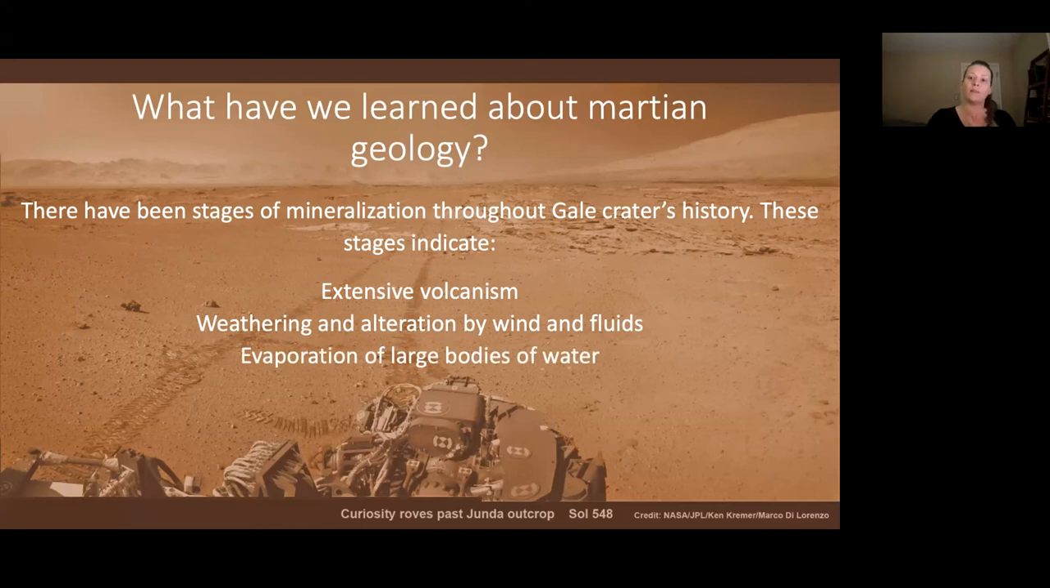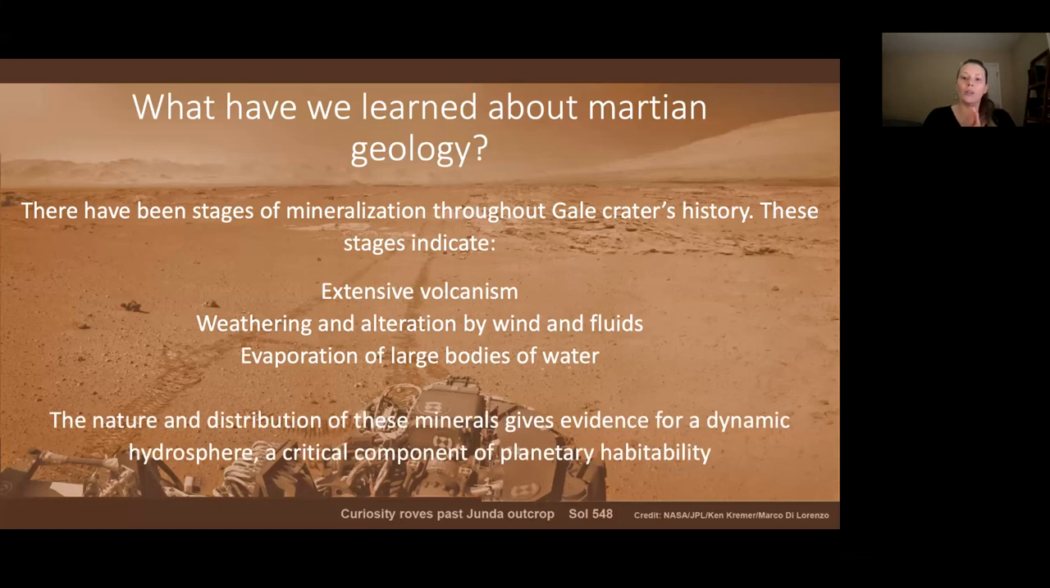We also have evidence of large, long-standing bodies of fresh water that went through wet and dry periods, causing evaporation and the deposition of evaporite minerals. So the nature and distribution of these rocks and minerals give unambiguous evidence for a dynamic hydrosphere, which is a critical component of planetary habitability. We already know that the necessary chemical elements are present. We've now definitively confirmed through X-ray diffraction that there was a longstanding water regime on Mars. And we've also discovered that there was significant geologic cycling. These are all components needed for a habitable environment. So there you go.